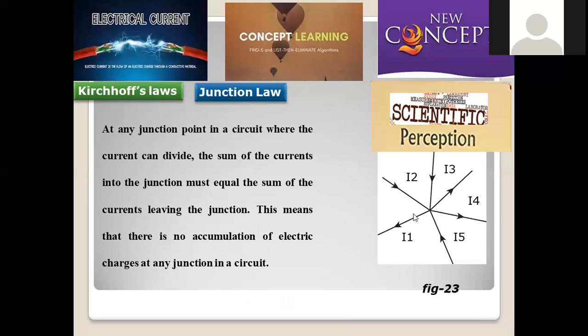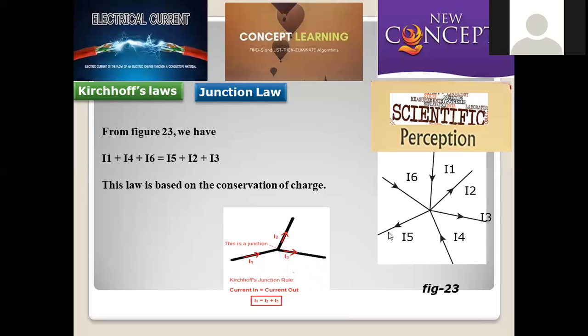The extent of current, for example, I1, I2, I3 means what? This is the strength of current, right? Let us assume 5 amperes of current is coming towards the junction. Then according to the junction law, what should be the current which is leaving the junction, moving away from the junction? Again, it should be 5 amperes only. So that is simply represented as the junction law.